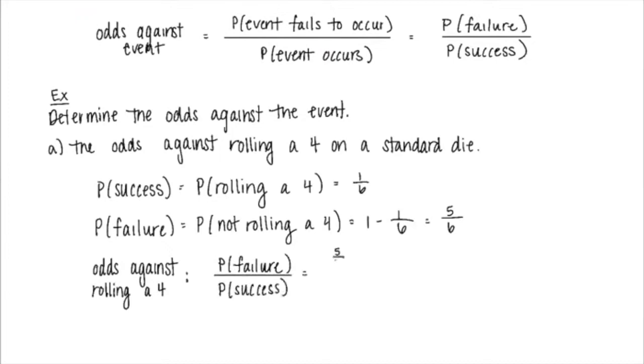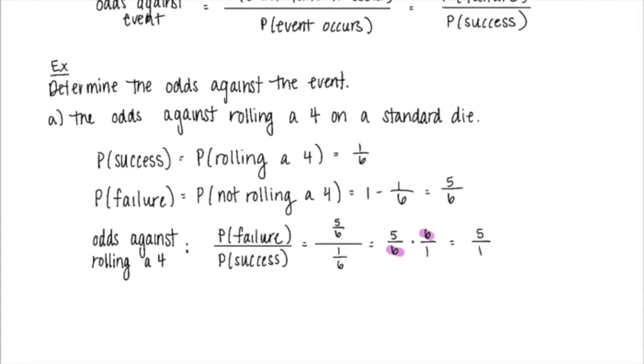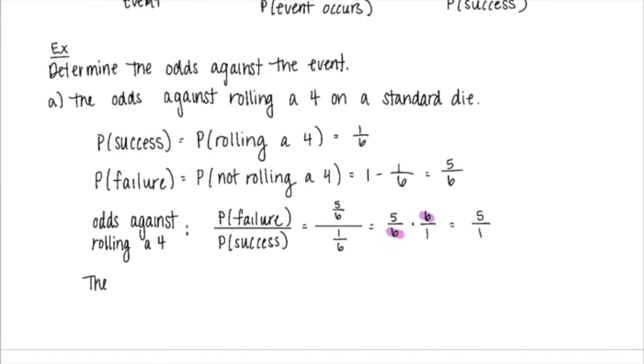Our failure is a 5 out of 6. Our success is a 1 out of 6. So we can go ahead and simplify this. I'm taking this first fraction, dividing it by 1 over 6. So it's the same thing as multiplying by that reciprocal. So really, the 6's cancel out. And I don't want to just write 5. We're going to write 5 over 1, because our odds are 5 to 1. So the odds against rolling a 4 are 5 to 1.